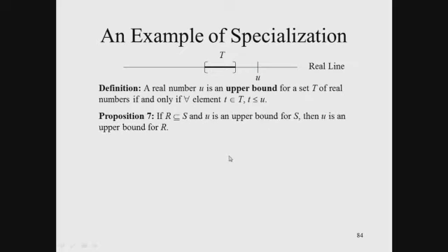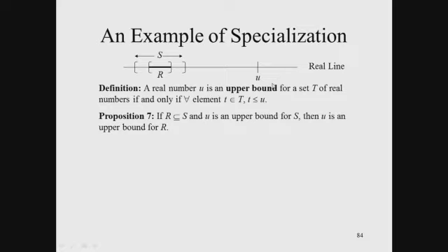Now, here's what we want to prove. If R is a subset of S and U is an upper bound for S, then U is an upper bound for R. Let's draw a picture to understand what this proposition is telling us. So here's a set S, and R is a subset of S. R is inside S. And you can see from the picture that if U is an upper bound for S, then in fact U is an upper bound for R.